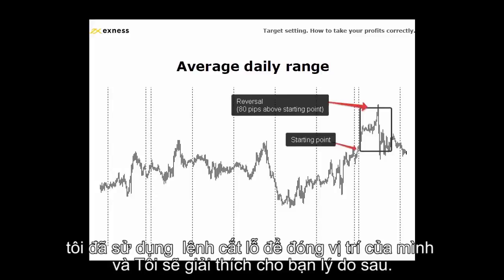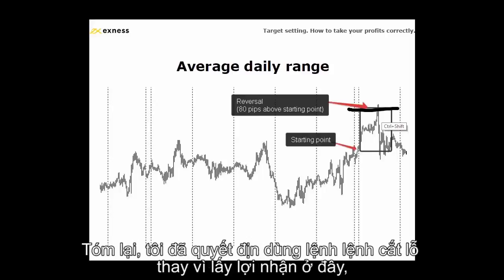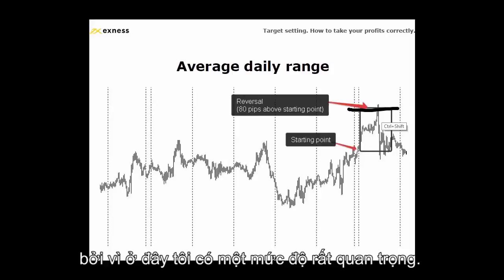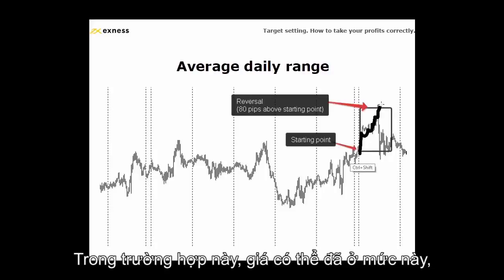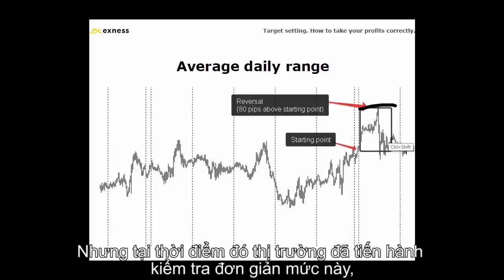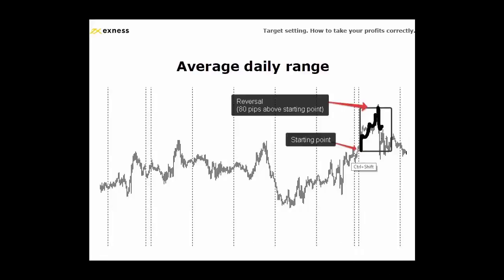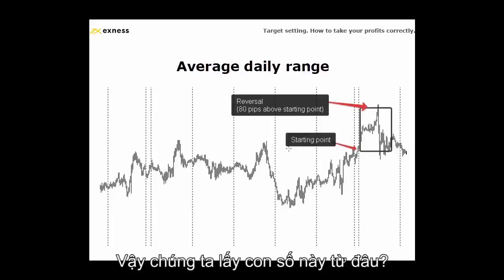In some cases it is affordable to have a trailing stop. In a nutshell, I decided to use a trailing stop instead of a take profit order here because I had an important extreme, or important level. And in case price had accepted this level, I could have seen a significant breakout to the upside. But that time the market had simply tested this level. It had generated a normal day, or the average day, and reversed. So where do we take this number from?